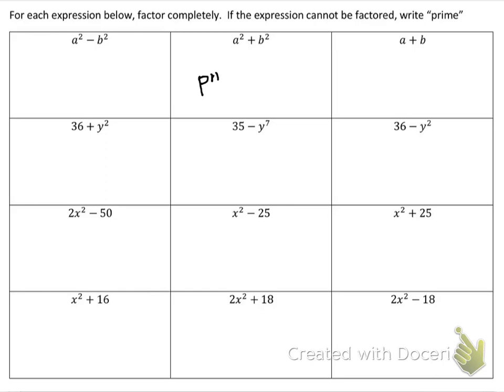So this is prime because we are adding instead of subtracting. This is also prime. This is prime because we're adding instead of subtracting. And this is prime because we're adding instead of subtracting. This is also prime because we're adding and not subtracting. And I'm going to put a question mark here and come back to that. We'll come back to that in a minute.